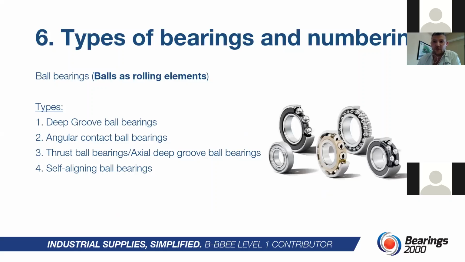Okay, so now we're going to go into the types of bearings and their numbering. The first one we're going to have a look at is the ball bearings, where the balls are the rolling elements. The ones we're going to cover today will be the deep groove ball bearing, angular contact ball bearing, the thrust ball bearing, or some call them the axial deep groove ball bearing, and self-aligning ball bearings.